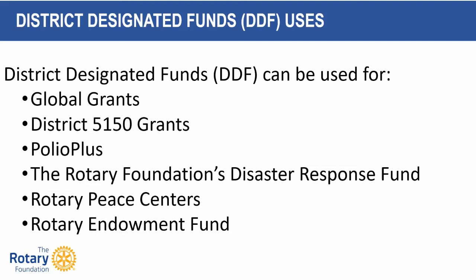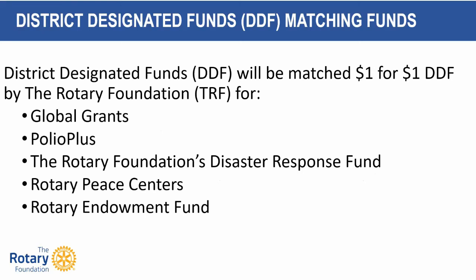So how is this matched, if at all, by the Rotary Foundation? So what happens is 3 years after we have made a contribution to the share fund, the district gets 50% of that contribution back, and that's what we call DDF. We allocate it, as we just showed you, how we allocate that through the spreadsheet. Now, what happens is that to the extent the clubs make an allocation for a global grant, for Polio Plus, the Disaster Response Fund, for Peace Center, for the Endowment Fund, those are matched dollar for dollar. So essentially, that 50% that we got back is matched with another 50%. So the clubs are really getting back 100% of what they put into the share fund to use for these types of projects.